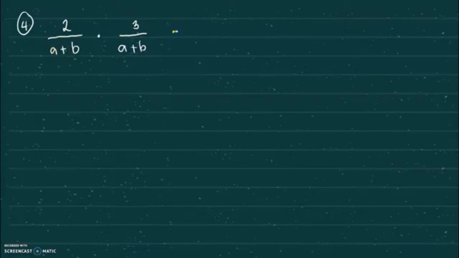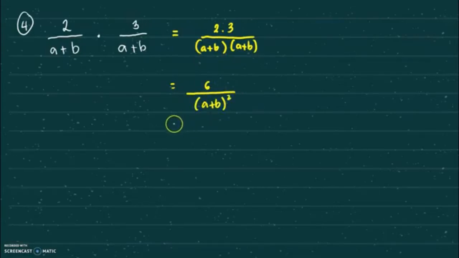So, we have here, okay, numerator by numerator, so you have 2 times 3. So, that would be equal to 2 times 3 over, okay, a plus b times a plus b. Okay, so 2 times 3, that's 6. And a plus b times a plus b, so that would be equal to a plus b squared, right?